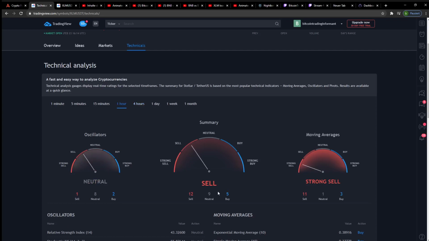On the 1-hour chart, it looks similar. Sell on the summary. Moving averages are telling me strong sell, and the oscillators are neutral. On the 15 minutes, we see a buy here, and on the daily we see a sell and 2 neutral on the technical analysis. That's very, very interesting now for Xlm. On the weekly, the big uptrend, everything is fine, strong buy, everything is good. But on the daily, we have a sell and a neutral and a neutral.